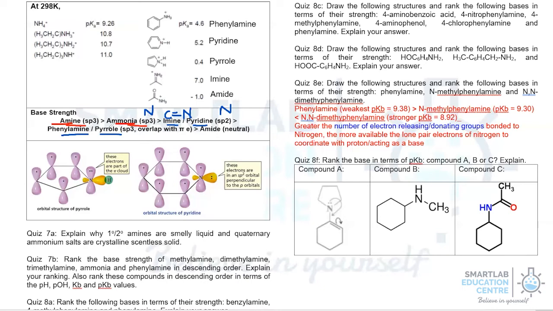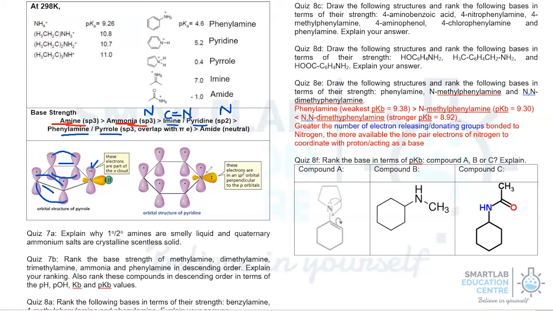The reason for that is in the case of phenylamine, the lone pair electrons of nitrogen overlap with the delocalized pi electrons, rendering them less available for proton coordination. Similarly, in the case of pyrrole, you will find that the lone pair electrons of nitrogen actually overlap with the delocalized pi electrons. There are two C to C double bonds here. So the pi electrons from the C to C double bonds will overlap with the lone pair electrons of nitrogen, rendering them less available for proton coordination.